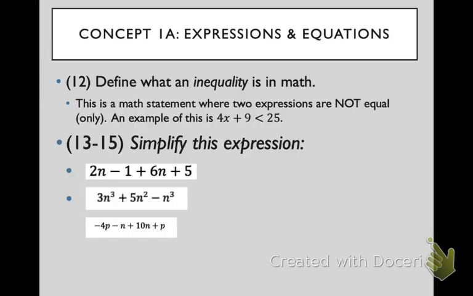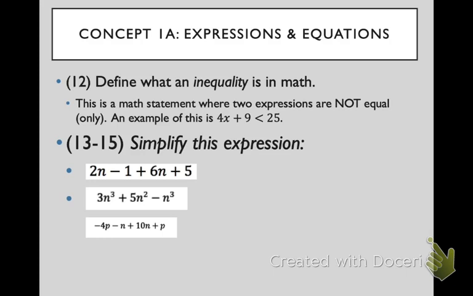Another term that you need to be familiar with, and it's more of a concept really, is an inequality in math. So this is a math statement, but it shows two expressions that are not equal, or they are unequal. An example of this would be the inequality 4x plus 9 is less than 25. So like an equation, it is a full statement, but it is a statement showing where two expressions are not necessarily equal. They may be less than each other, they may be greater than, less than or equal to, greater than or equal to.